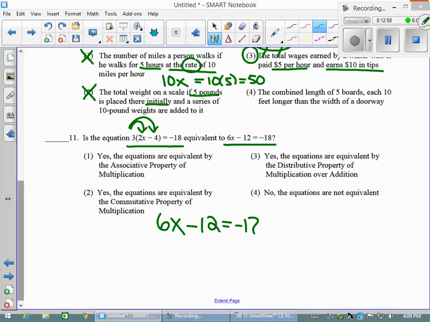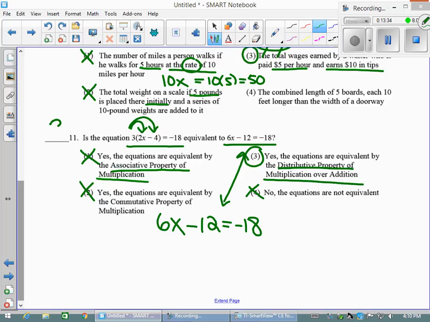Now I can see that these two are equal, so I would get rid of the choice that says no. They definitely are equal equations, but why? Are they equal because of the associative property of multiplication? Well, no, we didn't reassociate anything here with our parentheses. So yes, they're equal equations, but not for that reason. Are they equivalent because of the commutative property? Well, no, we didn't change the order anywhere, but yes, they're equivalent. But choice 3 is my answer because they are equivalent due to the distributive property of multiplication over addition.